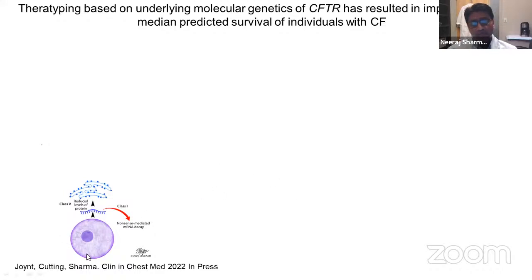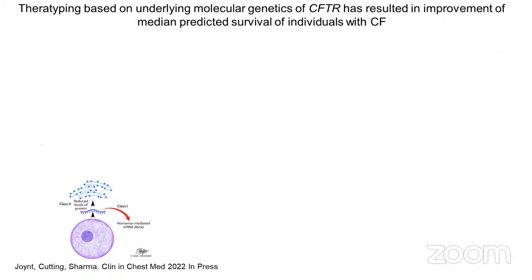So here, what I'm showing is that these CFTR mutations could be divided into different classes. The first class here is class 1, in which, when DNA is transcribed into mRNA, because of these PTC mutations, this mRNA is not stable, and it results in nonsense-mediated mRNA decay. That is called class 1.